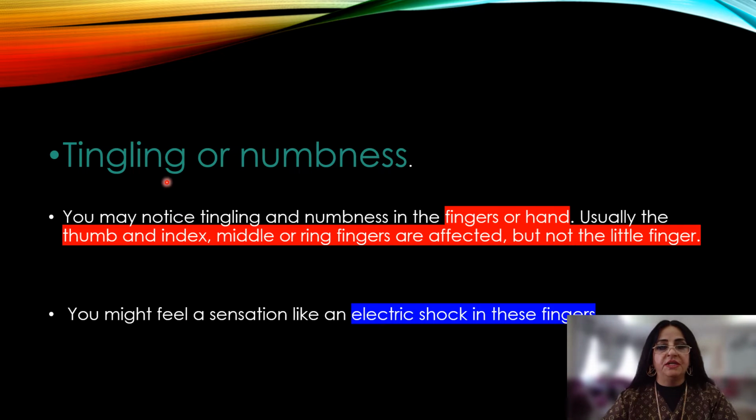So we said tingling and numbness. As we mentioned, in the fingers of the hand, usually mostly the thumb, index, middle, and part of the ring finger are affected, but not the little finger. So if there is any numbness, tingling, or pain, or anything in the little finger, that means it's not just carpal tunnel; there must be some other reason for those symptoms. You might sometimes have a feeling of electric shock in the fingers.